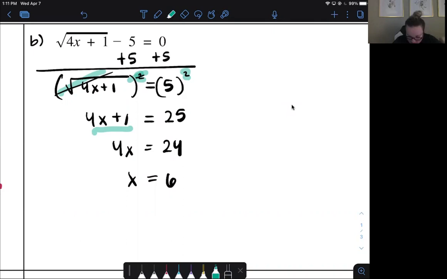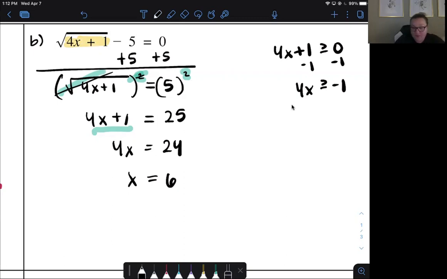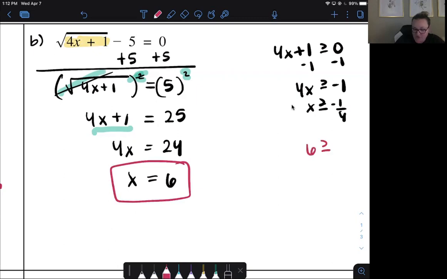Now let's double check that x equals 6 is allowed as a solution. So remember, what's under the radical, 4x plus 1, has to be positive. So we want whatever that is to be greater than or equal to 0. Subtract 1 from both sides. So for this problem, for what's under the radical to stay positive, x just needs to be greater than or equal to negative 1/4. So if I consider my solutions, is 6 greater than or equal to negative 1/4? Yes, it is.